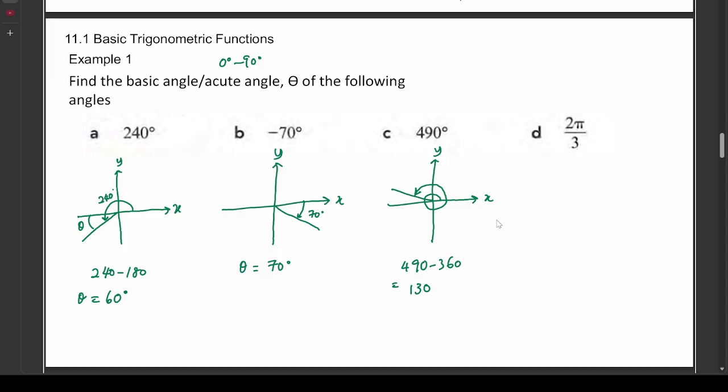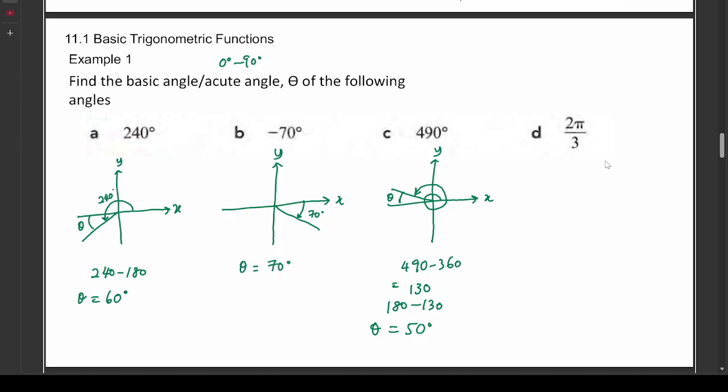So where is our basic angle? It is this angle, again measured to the x-axis. So this is our theta. How do I get theta? Until here is about 130, and this is 180. So I use 180 minus 130, and I get 50 degrees. So my theta is 50 degrees.